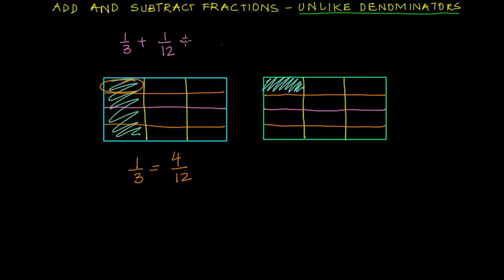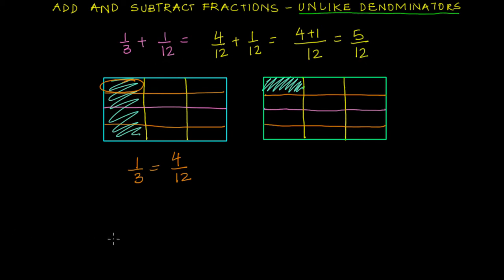So adding the 1/3 plus 1/12 is the same as adding 4/12 plus 1/12. And we already know how to add fractions when the denominator is the same. We keep the denominators same and simply add the two numerators, and that is equal to 5/12. So 1/3 plus 1/12 equals 5/12.